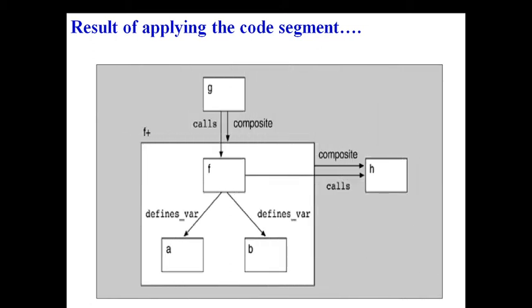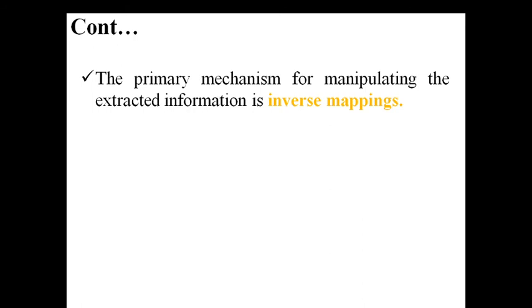So finally, what can be the result of applying this code segment? This is the result. Finally, g calls f, f calls h, and a and b are defined by f. So this is going to be composite, meaning mixing. So we have to conclude all these things and reconstruct our data. This process is called inverse mapping.